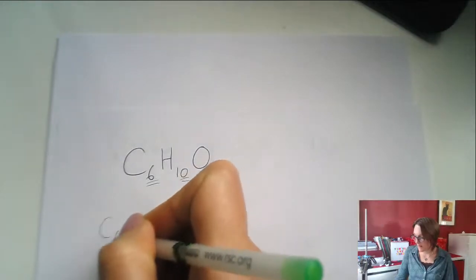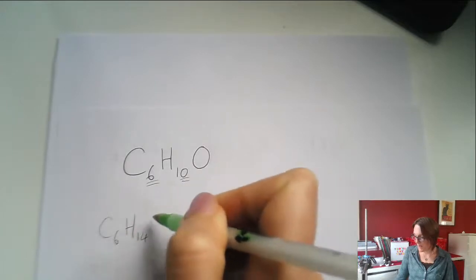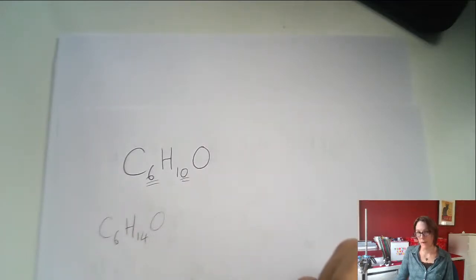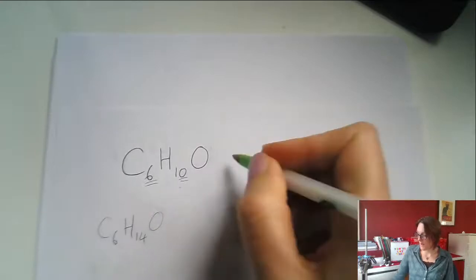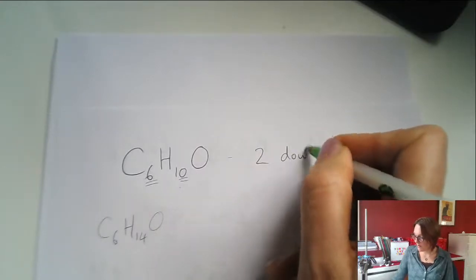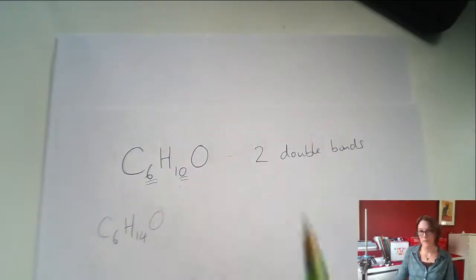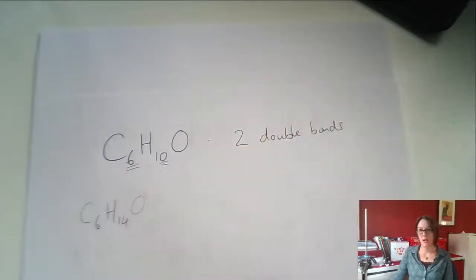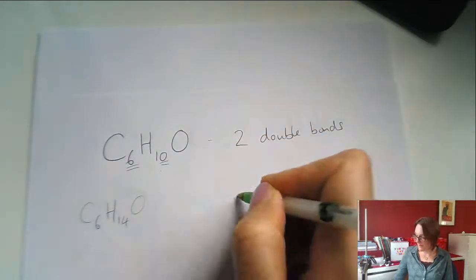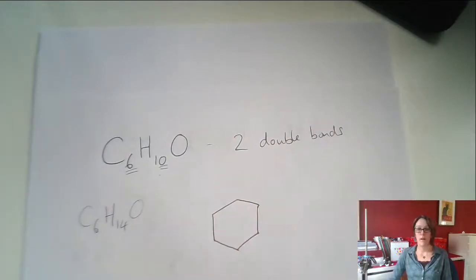Now, if it was an alkane, 6 carbons would give me 14 hydrogens. 2 lots of 6, 12, that's 2. I've got 4 less hydrogens. So that tells me I've got 2 double bonds. Or it tells me something else, because the other way that you can remove hydrogen is if you had a ring where the carbons would join together.